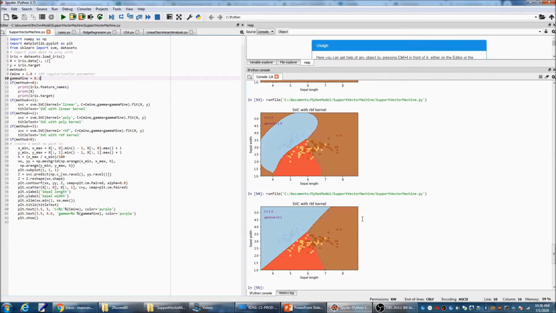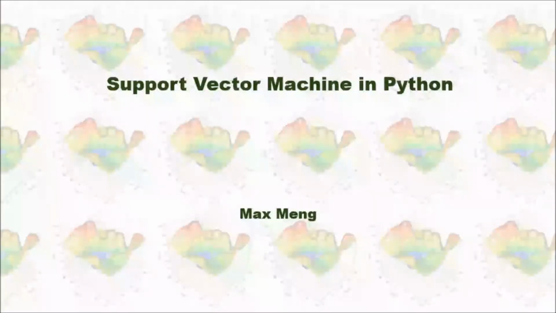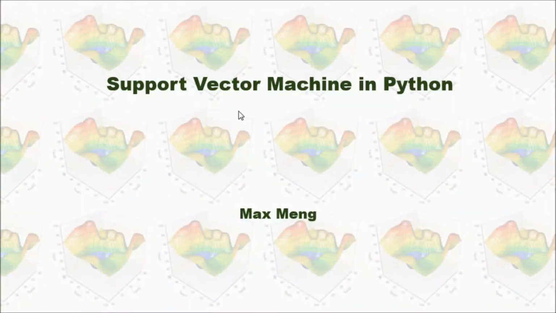So when you analyze your data, it is very critical to decide the C value and the gamma value and try to fit your data well, but not generate the problem of overfitting. This is why we use support vector machine and how to implement that in Python.